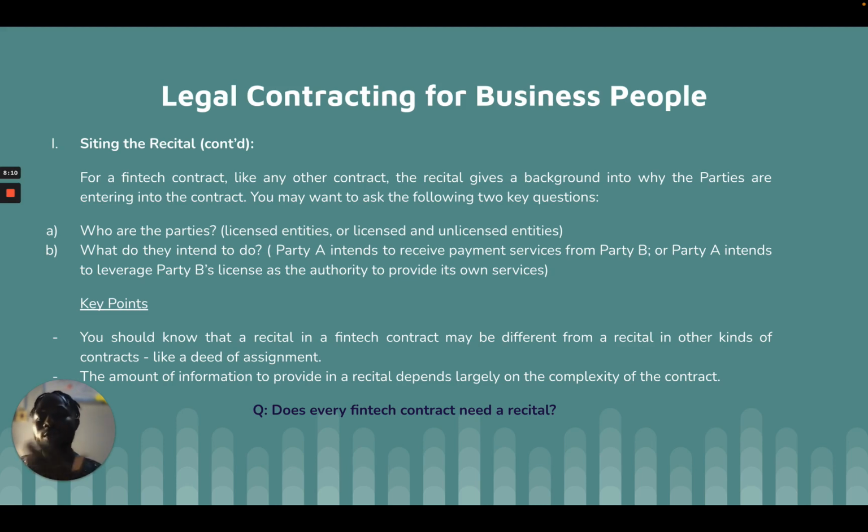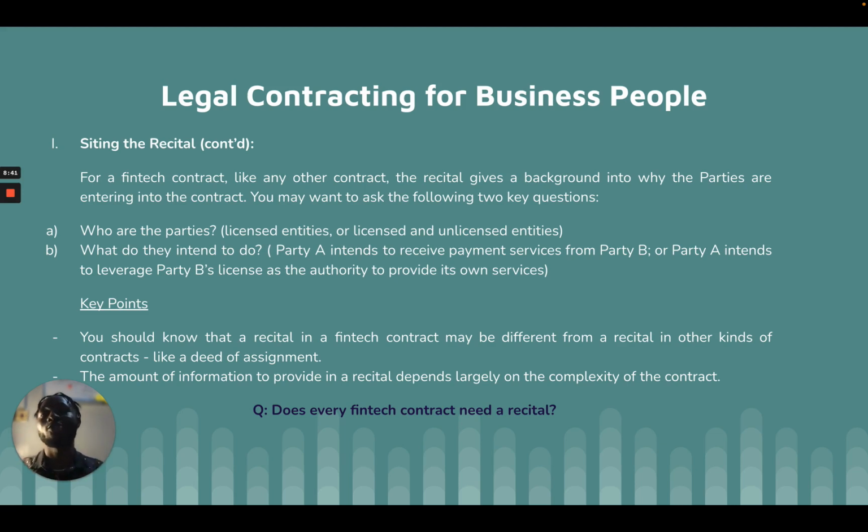Now there are key questions I think that you should ask. Who are the parties? In a fintech contract, you are saying, are you a licensed entity? Because if you are not a licensed entity and you are telling me that you want to provide a service that can only be provided by licensed entities, then I have to be very suspect. I need to be very careful. How am I sure that you can do this, right? Then that is where you tell me, oh, don't worry, I don't have a license, but I'm leveraging somebody else's license, and then that makes sense to me.